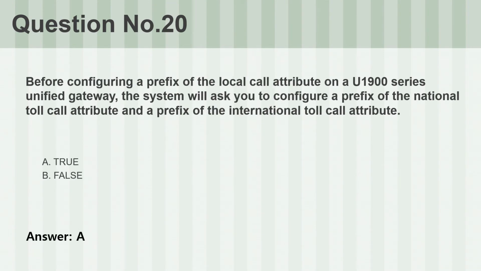Question number 20. Before configuring a prefix of the local call attribute on a U1900 series unified gateway, the system will ask you to configure a prefix of the national toll call attribute and a prefix of the international toll call attribute. A. True. B. False. Answer, A.